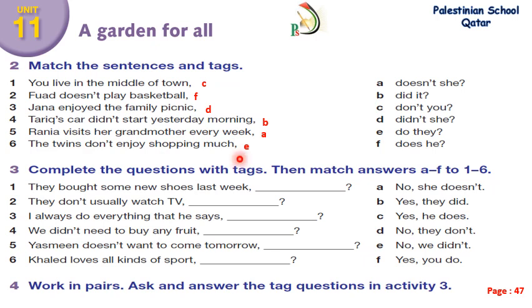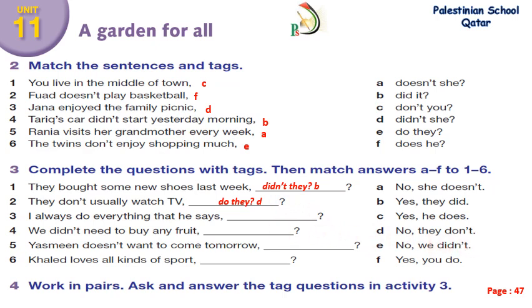Do they? E. Complete the questions with tags. Then match answers A to F to 1 to 6. They bought some new shoes last week. Didn't they? The answer is B. Yes, they did. Number 2. They don't usually watch TV. Do they? The answer is D.